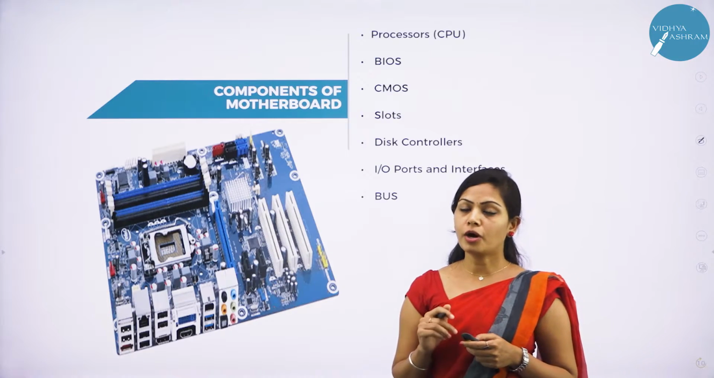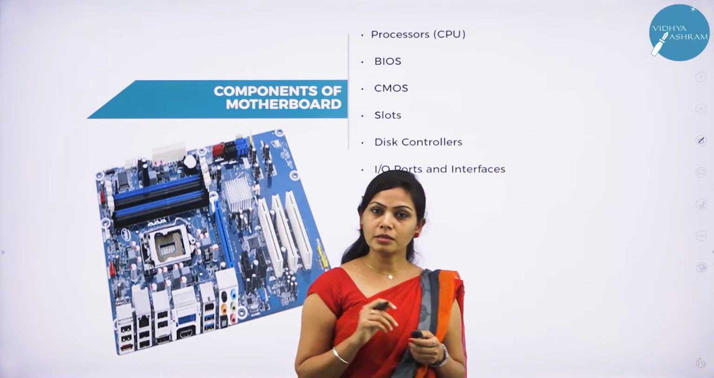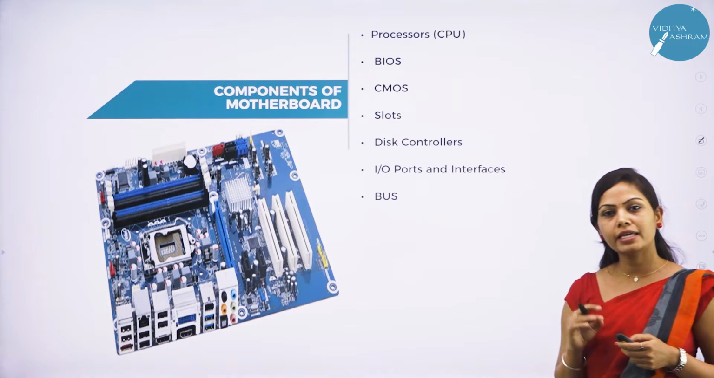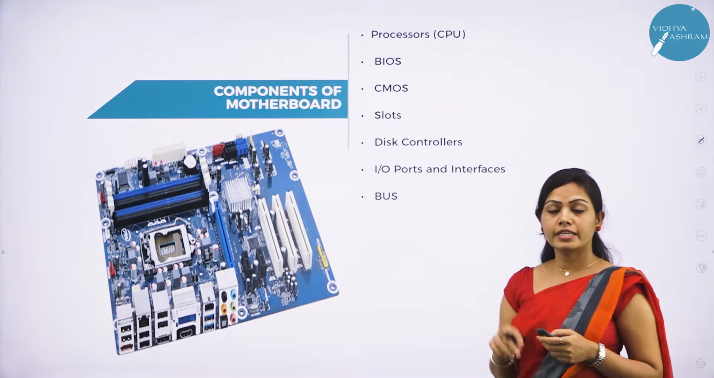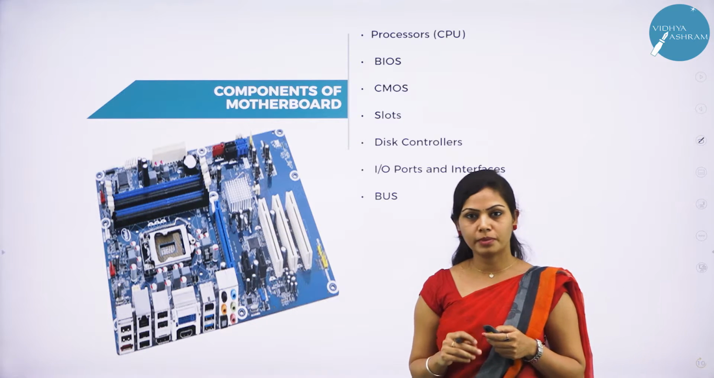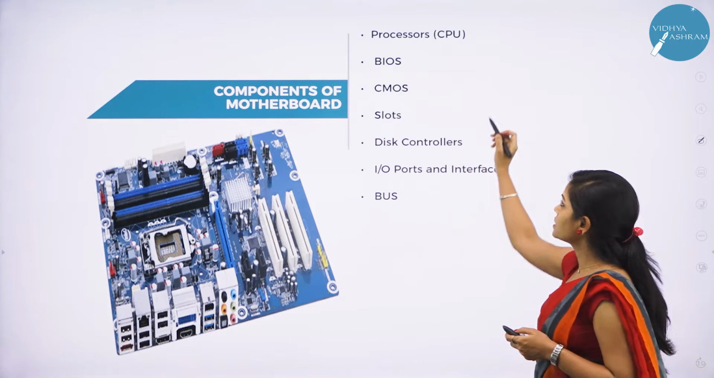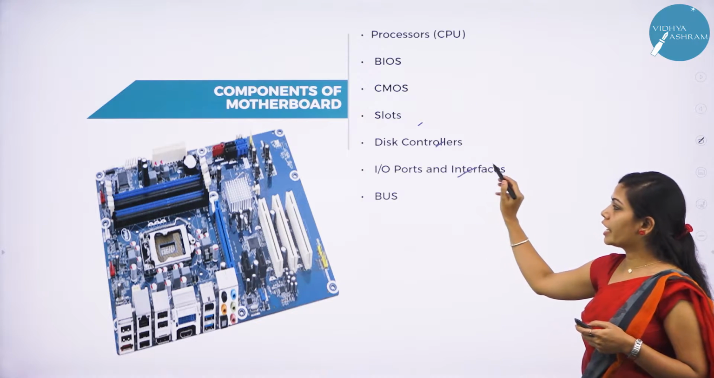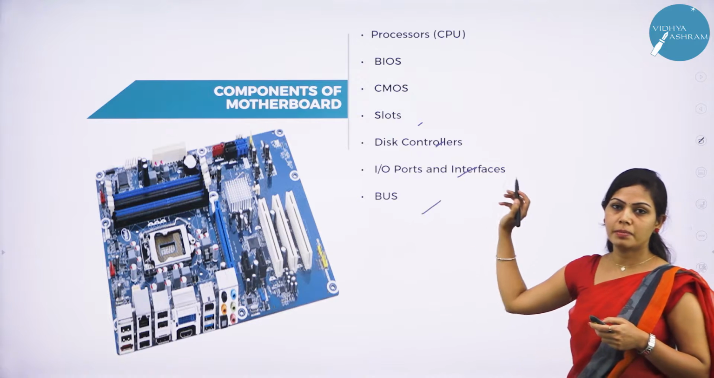Next we have components of motherboard. Motherboard consists of various components which have their own role to play in the functioning of a computer. There are 7 different components of motherboard. They are processor, BIOS, CMOS, slots, disk controller, I/O ports and interface, and bus.